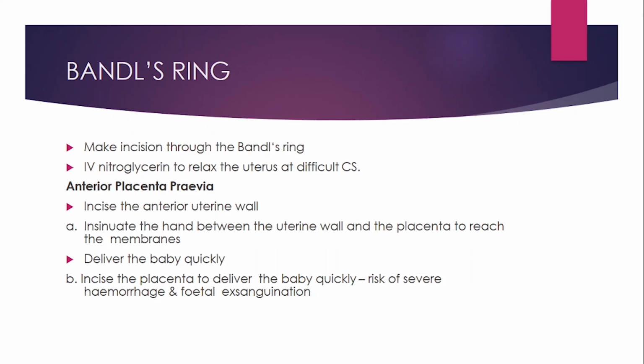So now, when there's Bandl's ring, these are special conditions. When there's Bandl's ring, maybe prolonged obstructed labor, it's safer to make your incision through the Bandl's ring. Then you can give nitroglycerin to relax the uterus if the cesarean section is difficult. Then if there's anterior placenta previa, you can incise the anterior uterine wall, then insinuate your hand between the uterine wall and the placenta to reach the membranes. Then deliver the baby quickly. Then you can incise the placenta to deliver the baby quickly, but the problem is the risk of severe hemorrhage and the fetus may even exsanguinate.